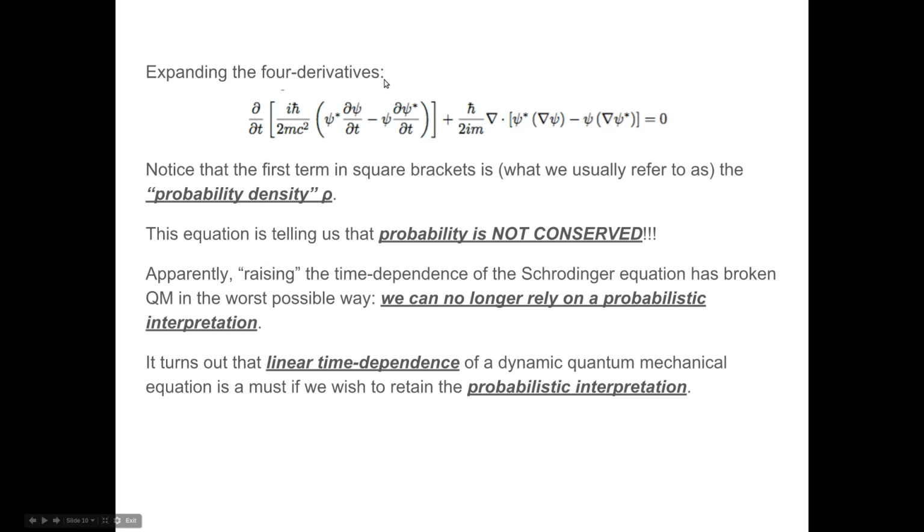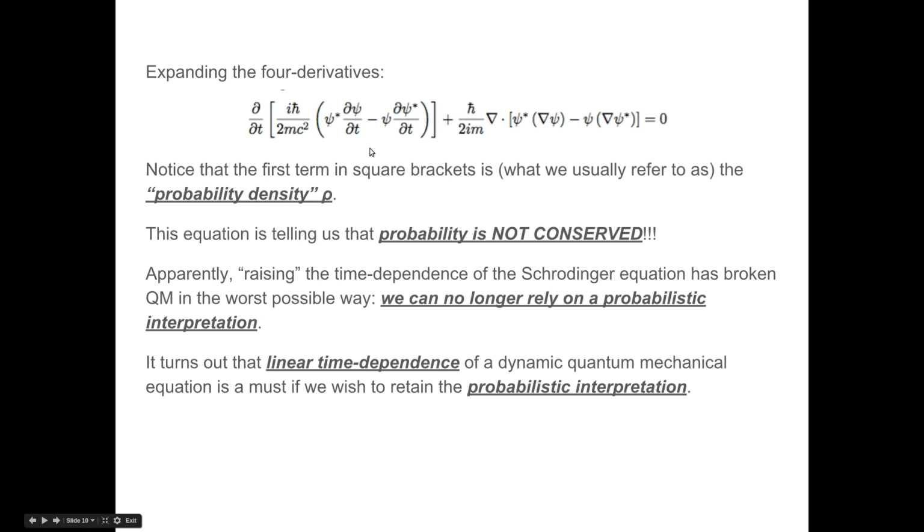So this has the form of a continuity equation, right? But here we're interpreting this stuff in square brackets as our probability density. So it's not psi star psi anymore. It's psi star times a time derivative of psi. And then this stuff over here we could identify as a current, the probability current. But what this equation is telling us is that this probability is not conserved anymore.